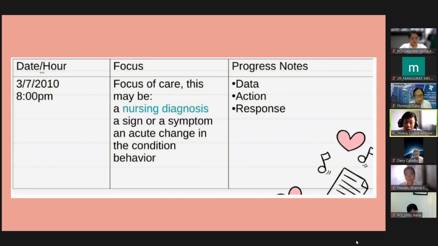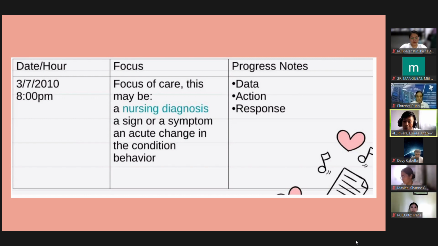Here we see March 7, 2010. That's a very old FDAR. And then 8 p.m., which is when the note was made. Since it's 8 p.m., it's a PM shift. Next, in the second column we put the focus of care. The focus of care may be a nursing diagnosis, a sign or a symptom, or an acute change in a condition or behavior. That is what we focus on in the patient.